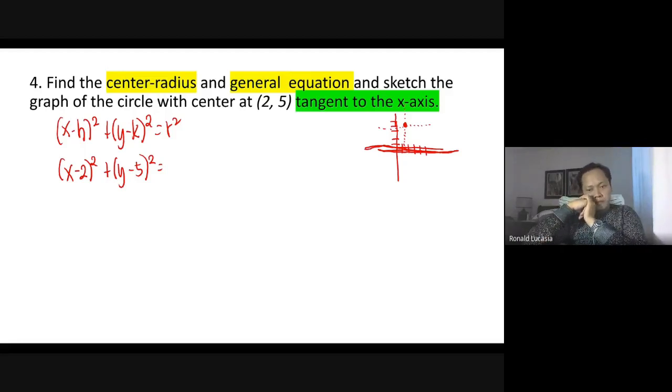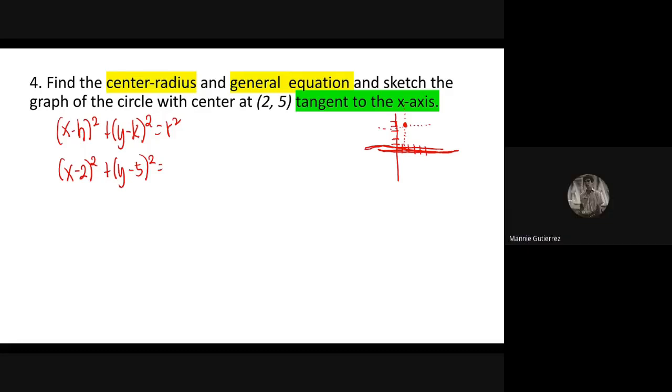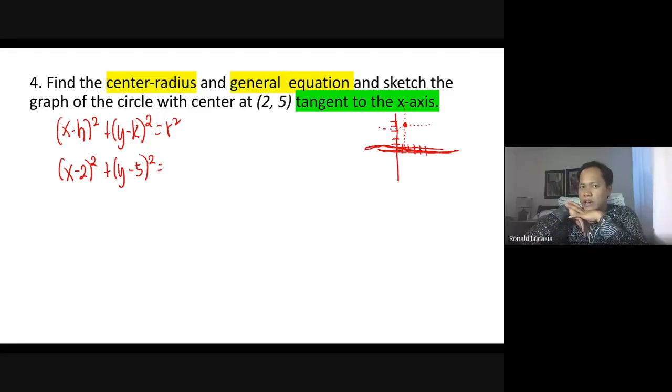Manny Gutierrez. 29, sir. How did you get 29? Yun po, 2 squared po is equals to 4. Then, 5 squared is equals to 25. Then, in-add ko po sila. Why do we need to add the h and the k? Bakit natin kailangan i-add yung h at saka yung k?